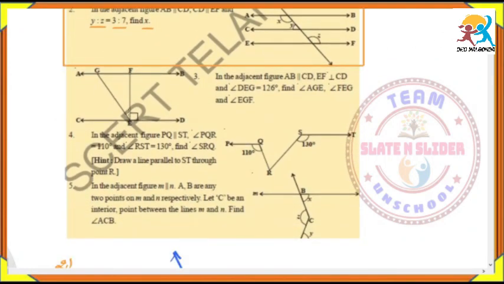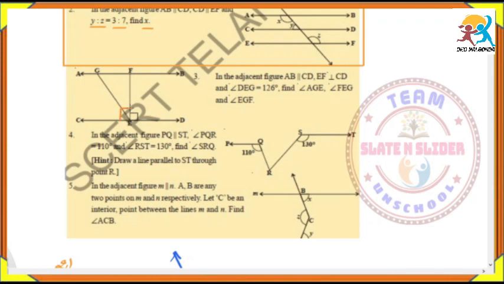The fourth one. We'll explain the third one here itself. Observe the figure. In the adjacent figure, AB is parallel to CD, and EF is perpendicular to CD. It means angle FED is 90. Then automatically angle FEC will become 90.